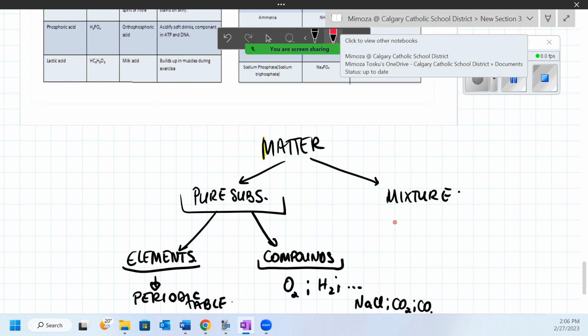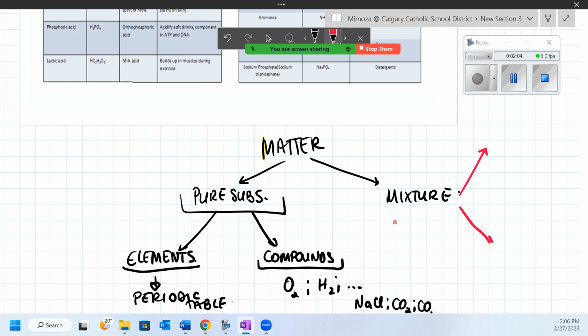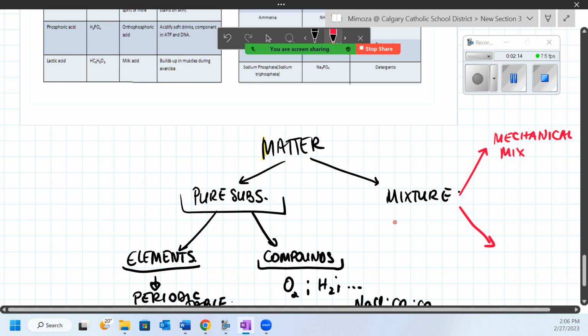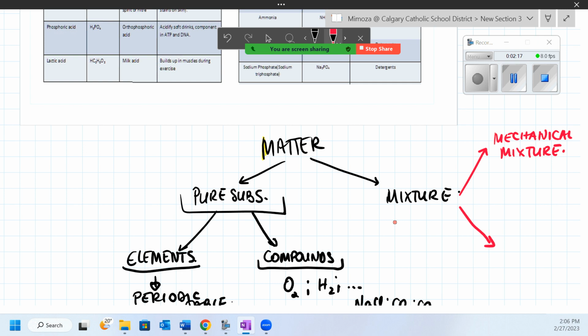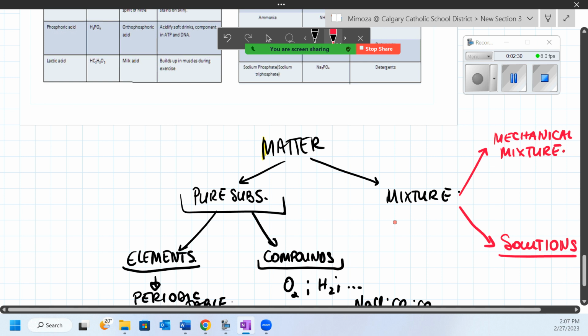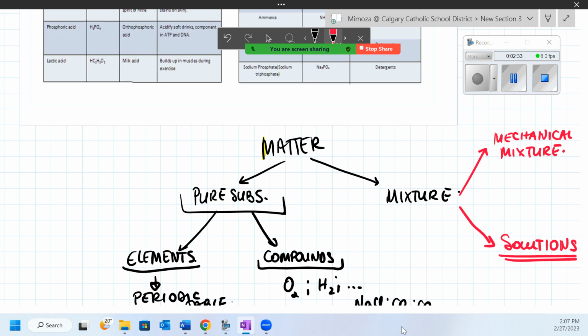When we are talking about mixture, we have again two subgroups. One of them is known as the mechanical mixture, and it is those types of mixtures in which you can visibly see the particles that are forming the mechanical mixture. And the other one is solutions. This was the subject of our study when we were talking about the terminology that is used, like what is the solute, what is the solvent, and when they are combined together, what are they forming?